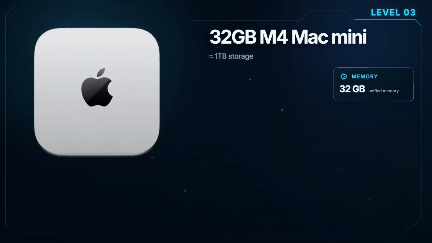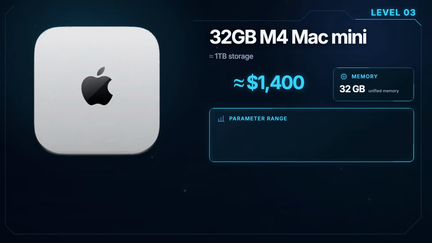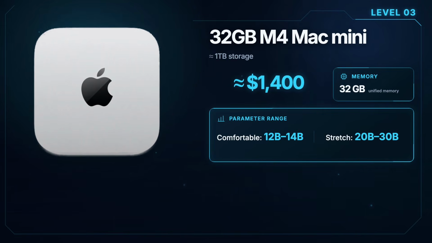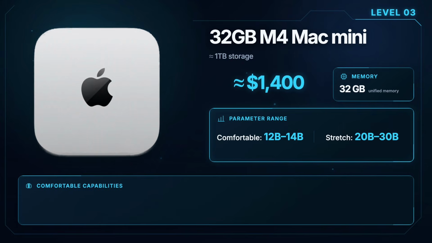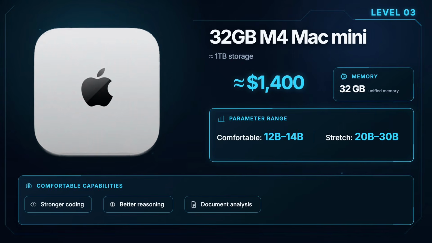Level 3, 32 gigabyte M4 Mac Mini with around a terabyte of storage. Depending on the configuration, we're now at roughly $1,400, and doubling the memory opens up a surprisingly different class of models. This is where something like Qwen 3 14B and Gemma 3 12B starts becoming a comfortable target. And this is also where local AI becomes much more interesting for people doing real work. We're talking stronger coding assistance, better reasoning, document analysis, research, and more capable local automation. You can even start experimenting with models in the 20 to 30 billion parameter range when they're compressed enough. So 32 gigabytes gets you significantly further, but the really large models are still out of reach.